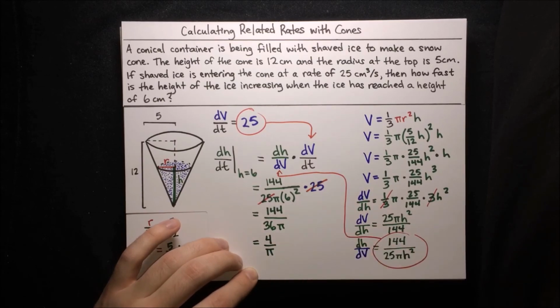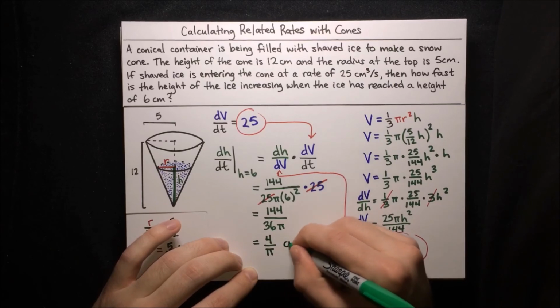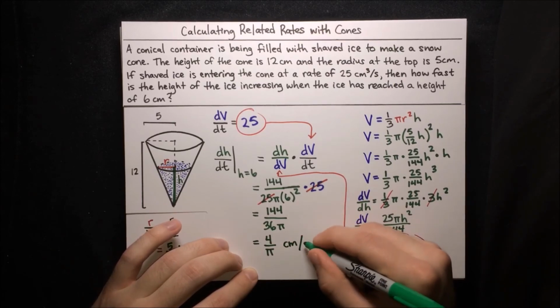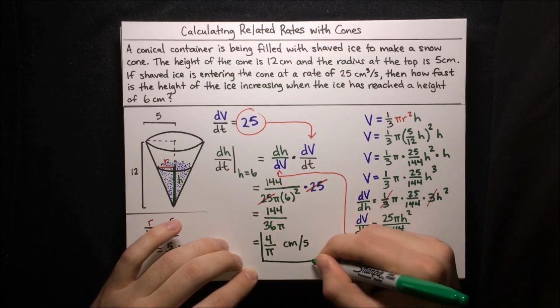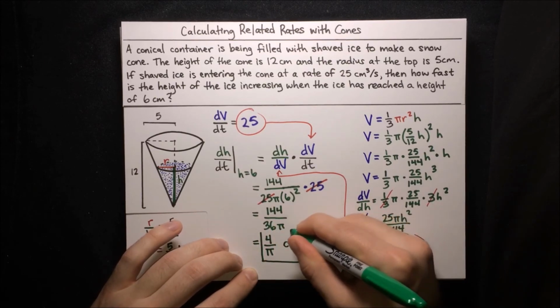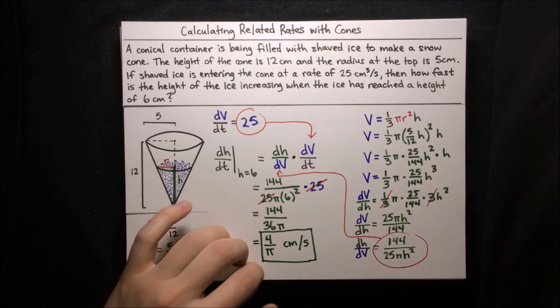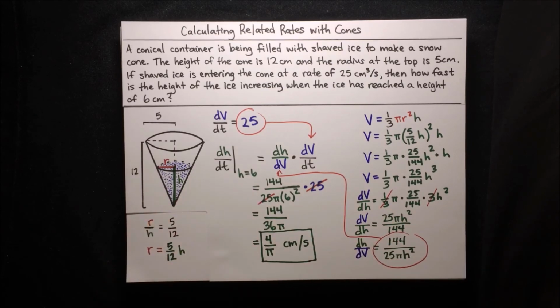And what are the units here? Well, this is dh/dt. h is a length in centimeters, and t is a time in seconds. So there we go. That is how fast the height of the ice is increasing when the ice has reached a height of 6 centimeters, 4 over pi centimeters per second.